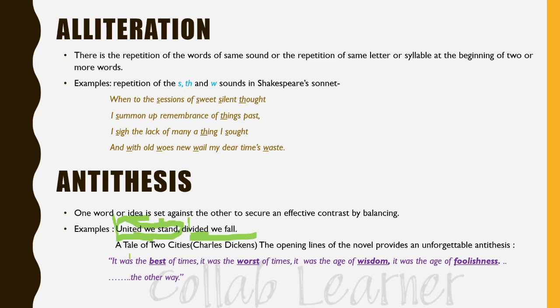Another example is A Tale of Two Cities by Charles Dickens. Here, the opening lines of the novel provide an unforgettable antithesis, like, it was the best of times, it was the worst of times, it was the age of wisdom, it was the age of foolishness. There are many more lines, but I have not added them here. We can see that the first line is talking about the best thing, and after the comma the phrase is talking about the worst thing. Similarly, it was the age of wisdom, and it is completely opposite, it was the age of foolishness. So two different lines are joined together to balance the contrast.